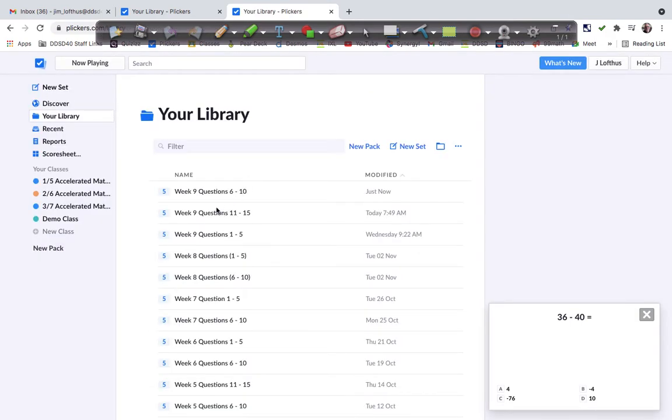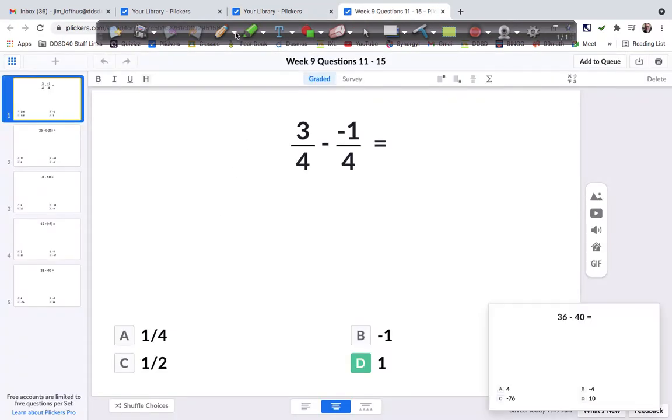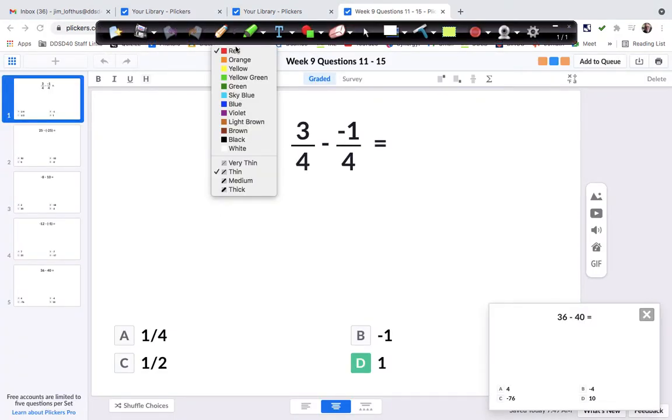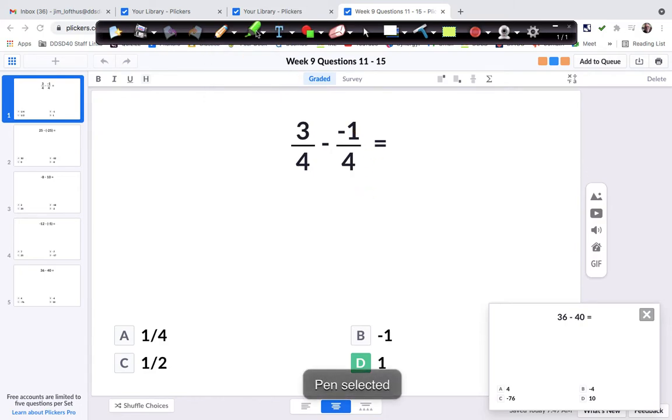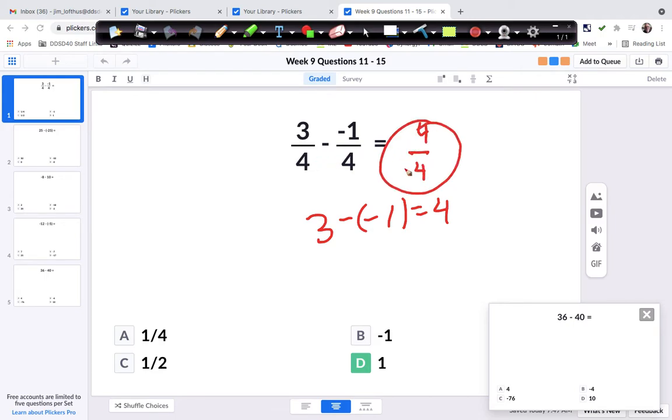Here's the second quiz that we took. So 3 minus a negative 1 is equal to 4. That's the numerator. The denominator stays the same. So that's 4/4, that's equal to 1.